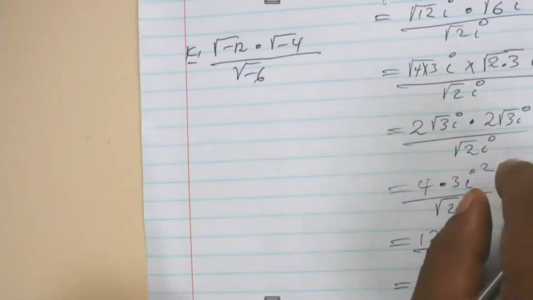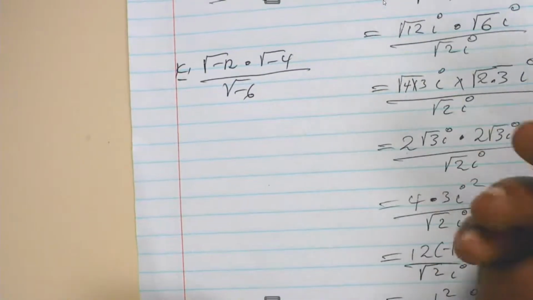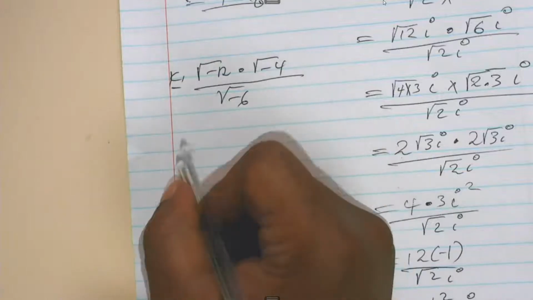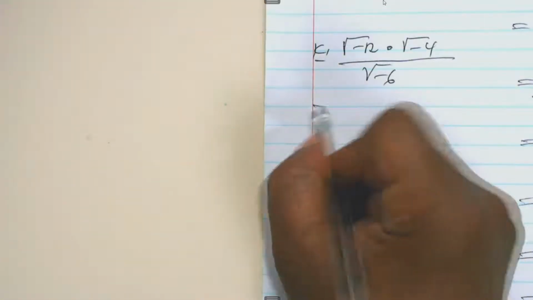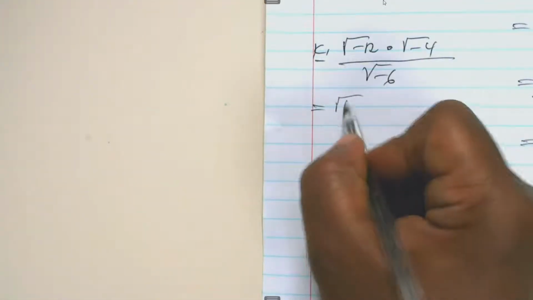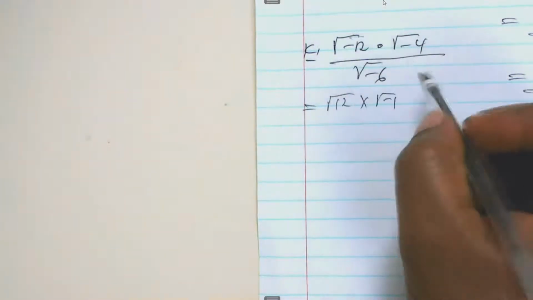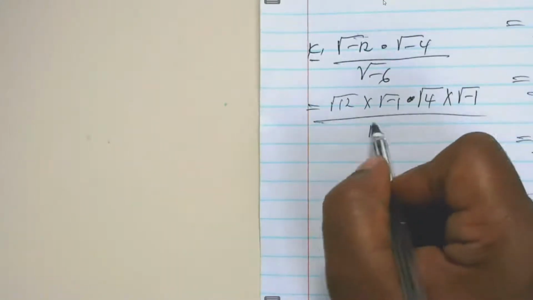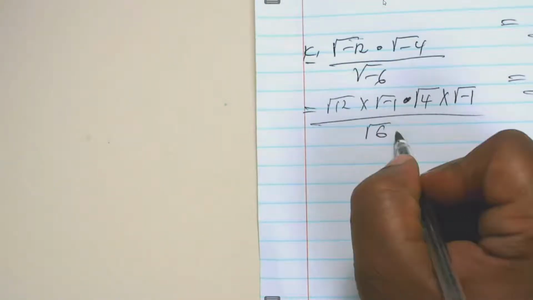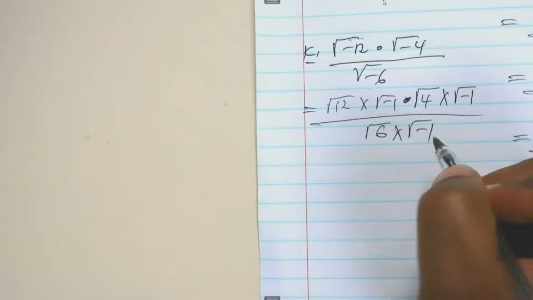Now the second one is number K as well. More or less the same approach, and I'm sure you will see here that we are given the square root of 12 multiplied by square root of negative 1. Remember, it still gives us negative square root of negative 12. And this one, remember, is multiplication, dot implies multiplication. Square root 4 multiplied by the square root of negative 1, all divided by the square root of 6 multiplied by square root of negative 1.